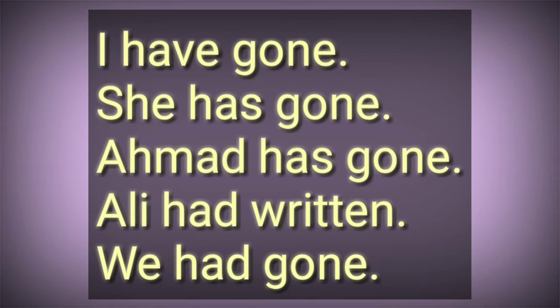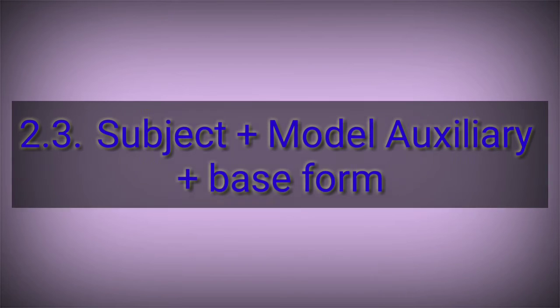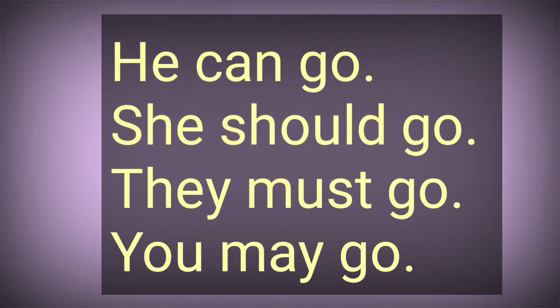Look at these examples. I have gone. She has gone. Ahmed has gone. Ali had written. We had gone. If the subject is followed by a modal auxiliary, the main verb will be in the base form. Look at these examples. He can go. She should go. They must go.